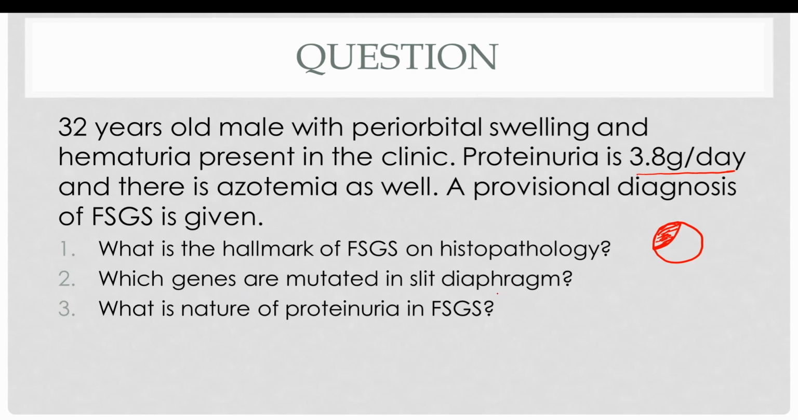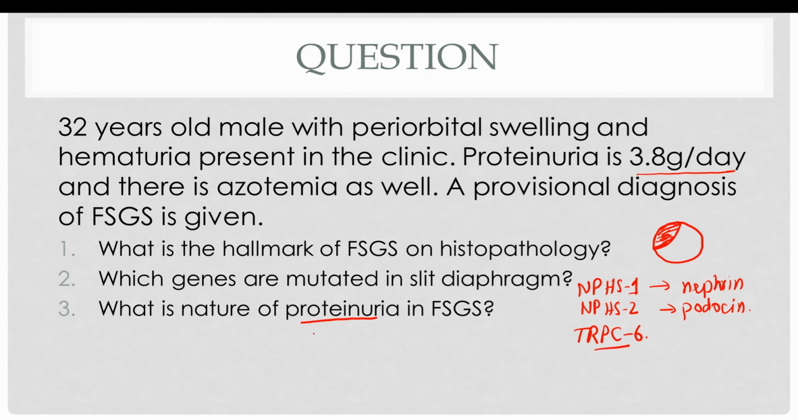The most common genes which are mutated in the slit diaphragm include NPHS1 gene, which encodes nephrin. Then there is NPHS2 gene, which encodes podocin. Then there is mutation in a gene encoding podocyte actin binding protein, alpha-actinin 4. There is also mutation in the calcium channel gene known as TRPC6.